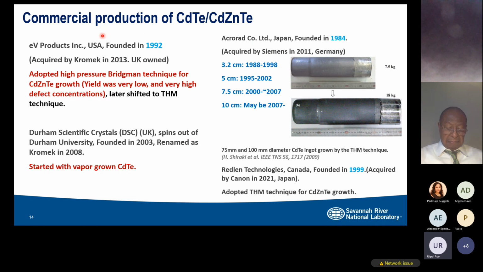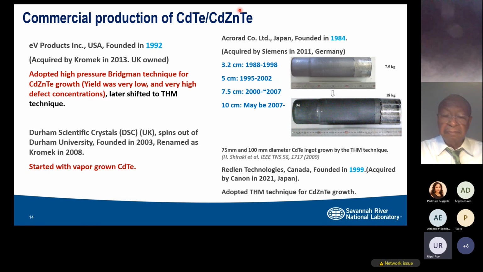In 1992, eV Products started producing cadmium zinc telluride. And how did they do it? They started growing by the Bridgman method, but under high pressure. What they thought was that they did not want to spend a long time on research and development.